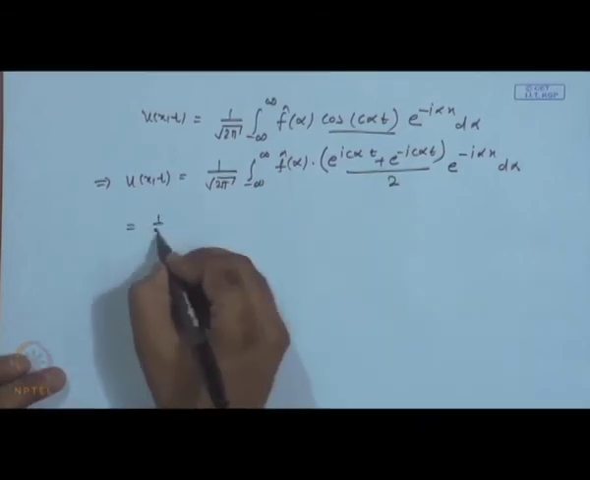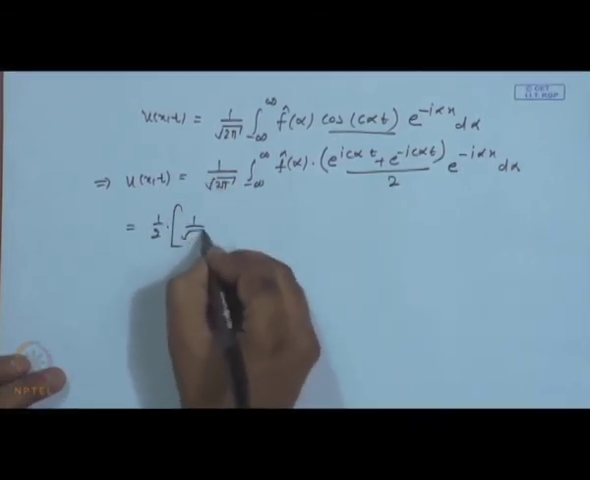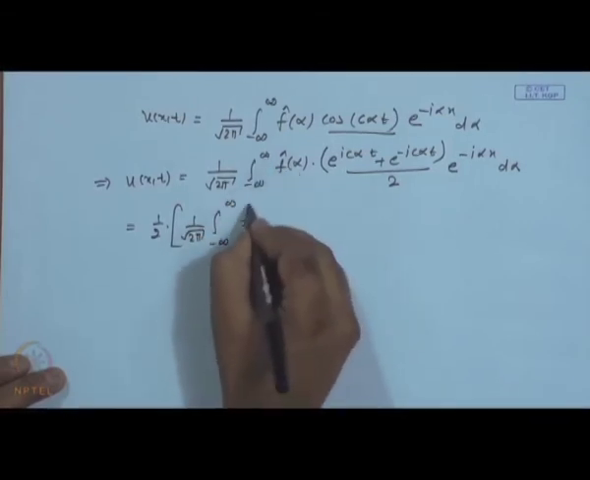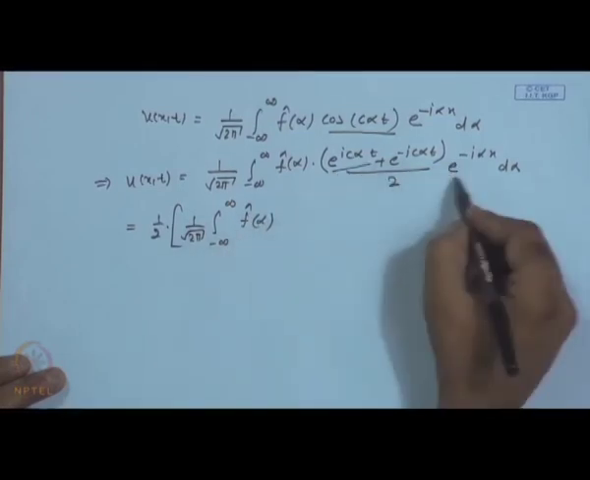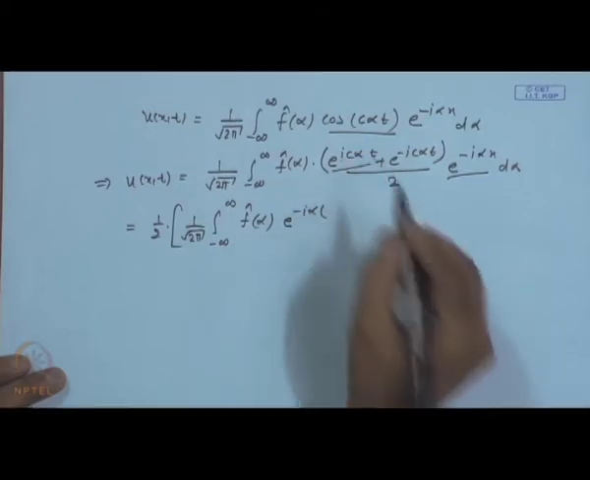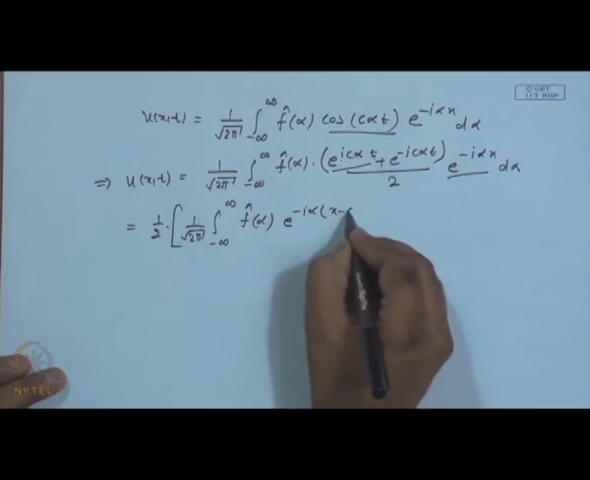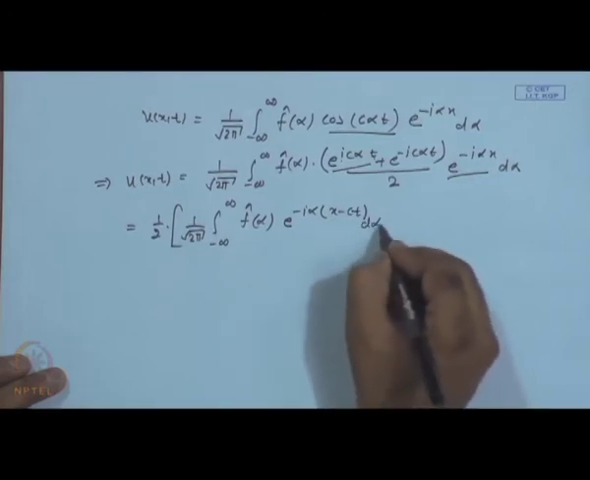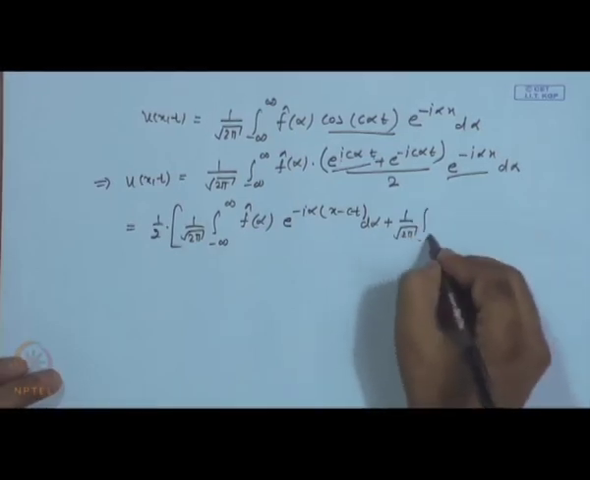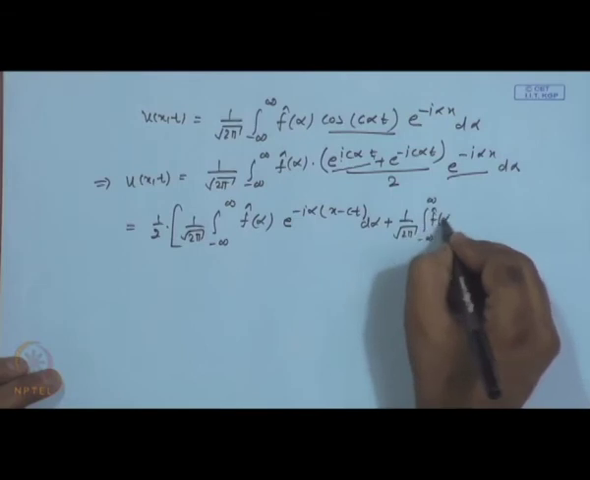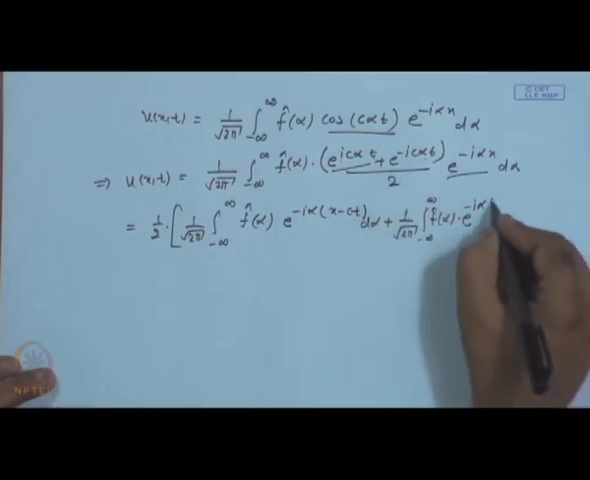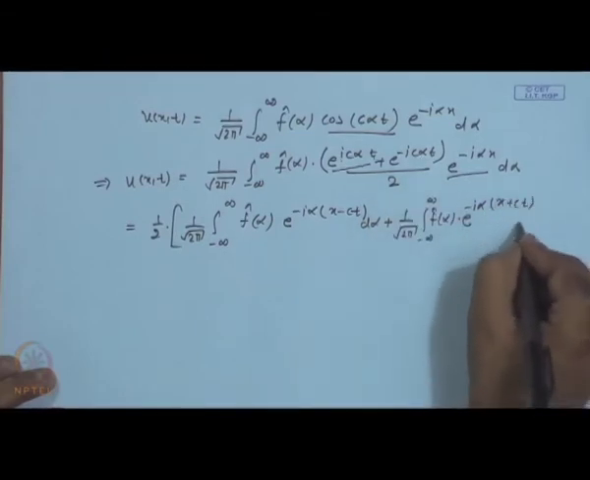So, we have 1 over 2, and this 1 over square root 2 pi, then minus infinity to plus infinity f hat(alpha), and this we combine into 1. So, we have e^(minus i alpha (x minus c t)) d alpha, plus again this prefactor 1 over 2, 1 over square root 2 pi, minus infinity to plus infinity, we have f hat(alpha) and e^(minus i alpha) with this, so we have (x plus c t) and d alpha.